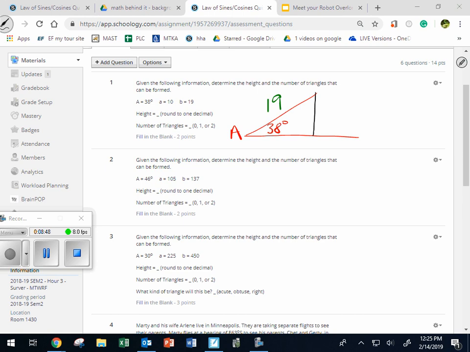Option B, it's too short. Do you get that 10 might be too short to even connect? And then it's like this, and it doesn't quite reach. Therefore, how many triangles does it create? 0.